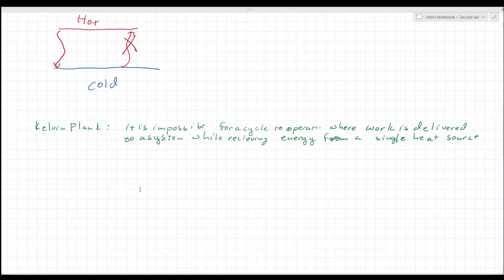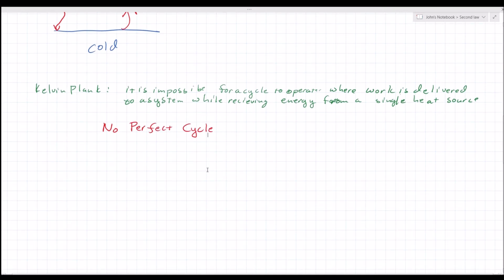The second statement is the Kelvin-Planck statement. It says that it is impossible for a cycle to operate where work is delivered to a system while receiving energy from a single heat source. Well, what does that mean? It means I can have no such thing as a perfect engine, or no perfect cycle, or an engine, same thing.